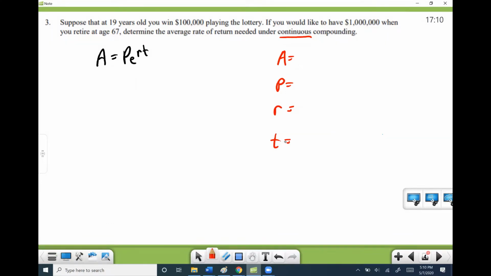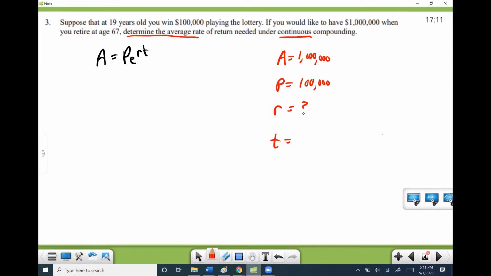Okay, so what do you guys think the 100,000 is? Yeah, it's the amount in the beginning. It's the initial amount. So that must make the million the amount in the end, huh? We want in the end. And you see how it says determine the rate, you guys? Determine the rate. Okay, then I don't know it.